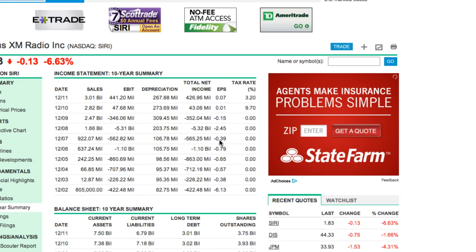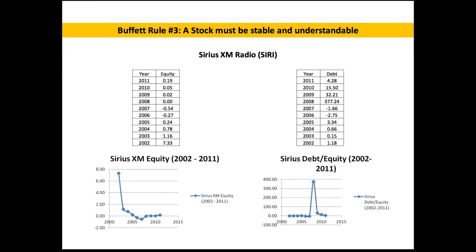Okay, so that's the trend of this company. What I'm going to do now is show you how that would look on a graph if we plotted all those numbers that I just showed you. So I've plotted out two of the numbers here: the equity for Sirius, and the debt-to-equity ratio.